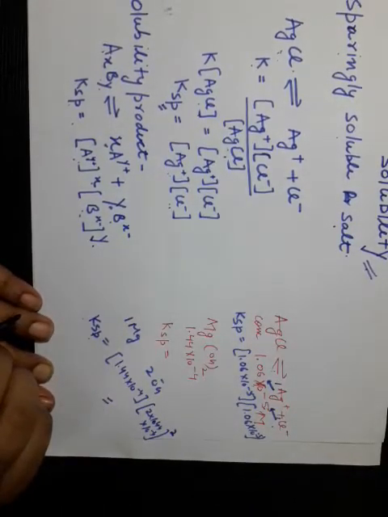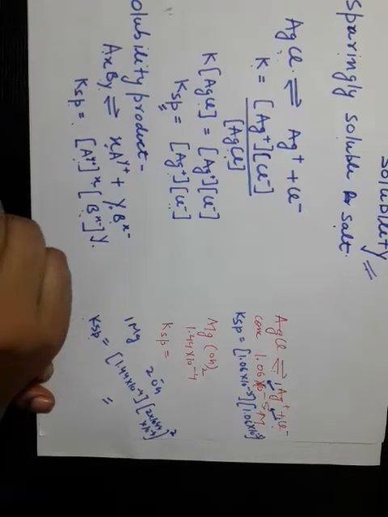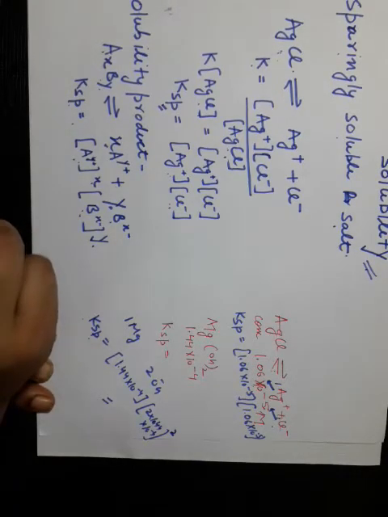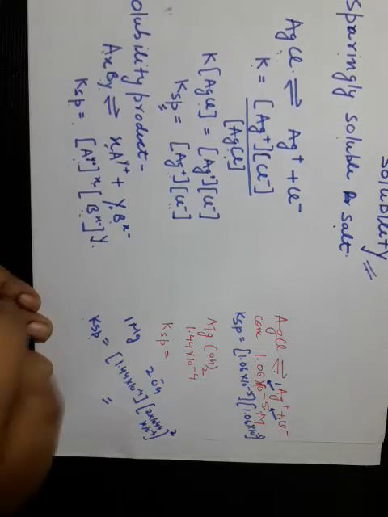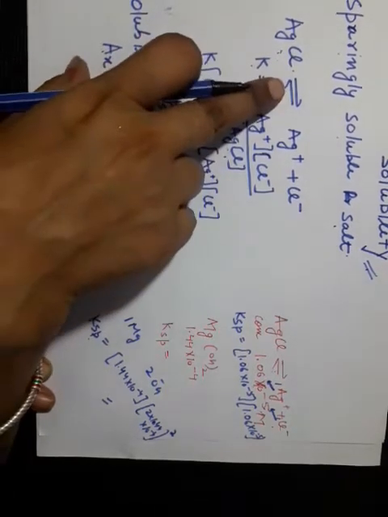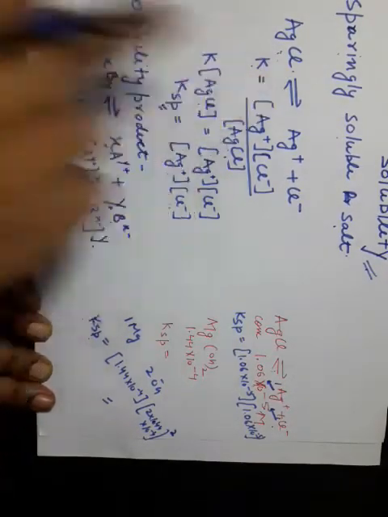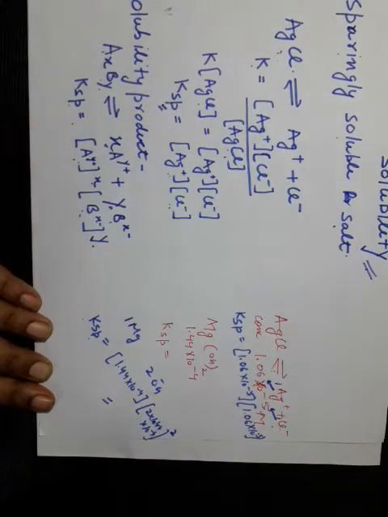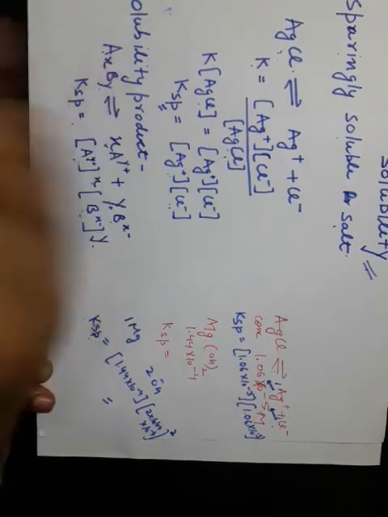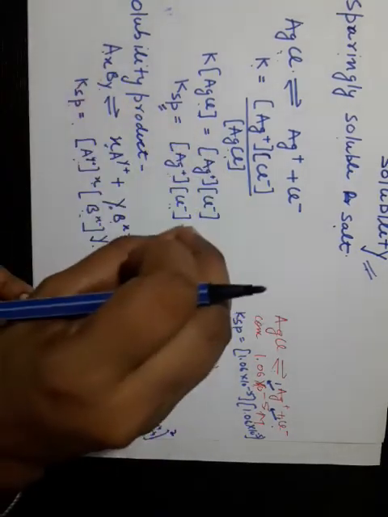See, solubility product is always found in a saturated solution. So the only difference between solubility product and ionic product is that in solubility product, the ionic equilibrium is formed in saturated solutions. In ionic product we can calculate at any concentration, but solubility product we always use in saturated solutions.